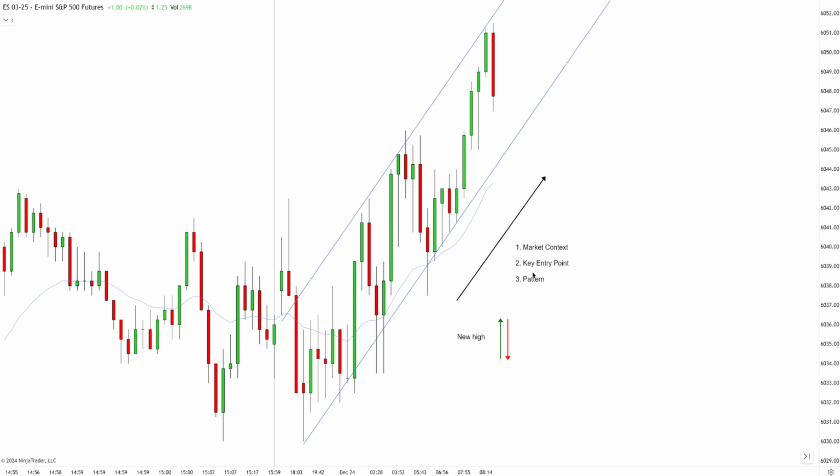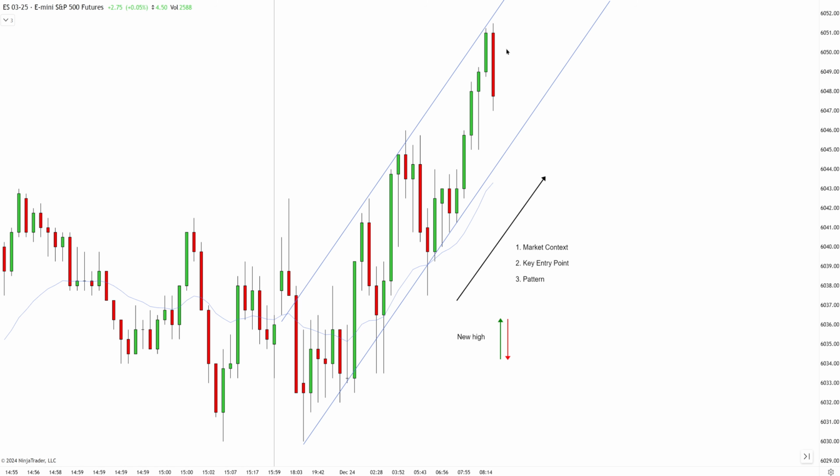Number two, I have to identify the key entry points. I'm looking for the channel. You can see how nicely the channel fits because I'm going to use market geometry to connect all of these pivot swings, and I can get a nice trend line. I'm going to copy it at the top. So we know that the market is bullish, which means we're not expecting to sell. We're expecting for prices to continue going high.